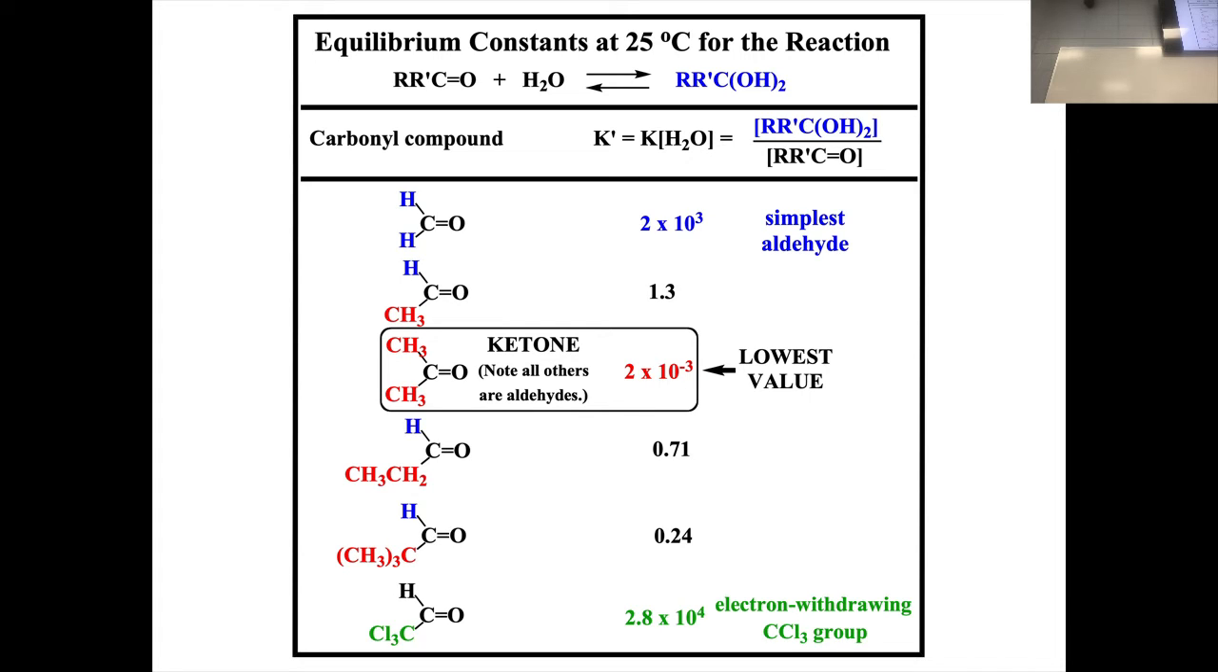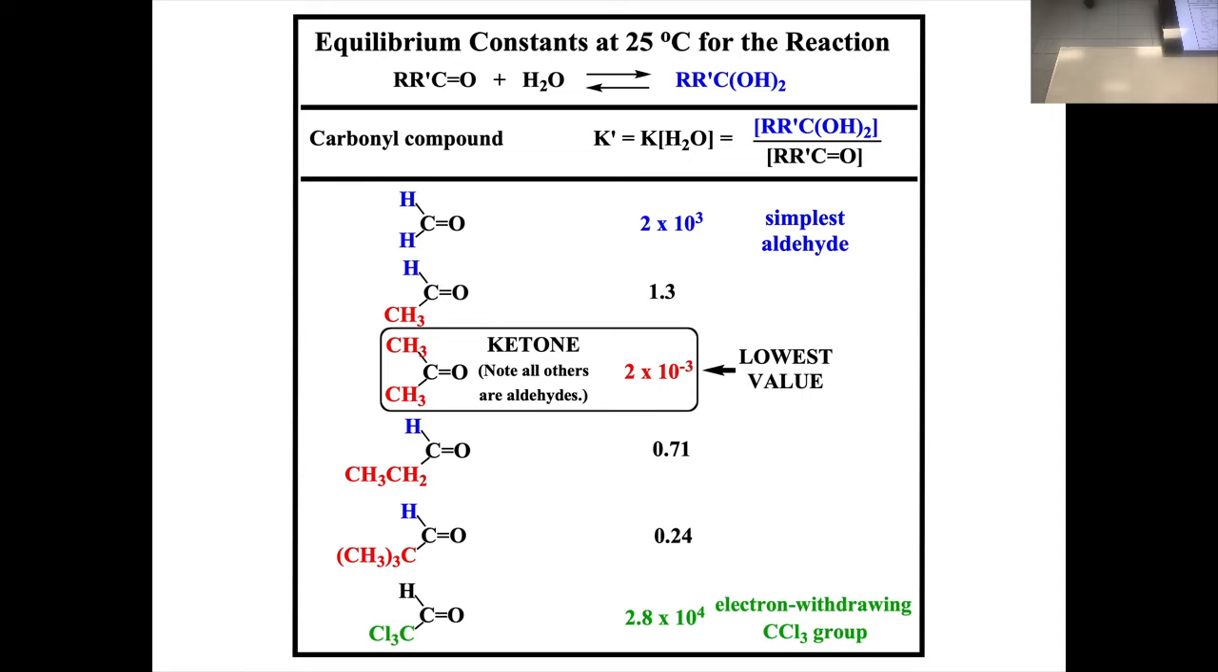Acetaldehyde also favors the formation of the hydrate. But notice that's a big difference: 2 times 10 to the third, that's 2,000, versus 1.3. That's a huge difference, right? So even though there's a little bit of an excess of the hydrate in acetaldehyde, it's not to the same extent as you would see for formaldehyde. So what's the difference? This CH3 group, right? And it's bulky, so it kind of gets in the way and helps hinder this.